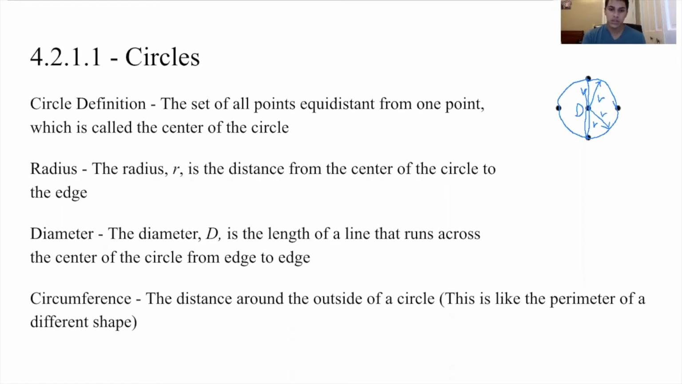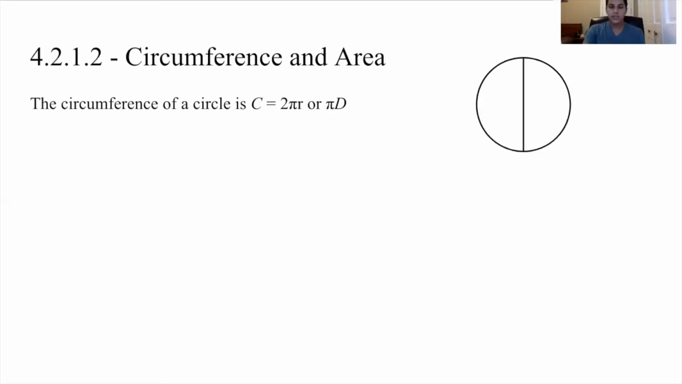And one last term I didn't add here because it stays the same is area, but just in case you didn't know, area is the amount of space inside the circle. All right, so we just talked a little bit about circumference and area, but in Meet 4, you're actually going to have to be able to find the circumference and area of circles.